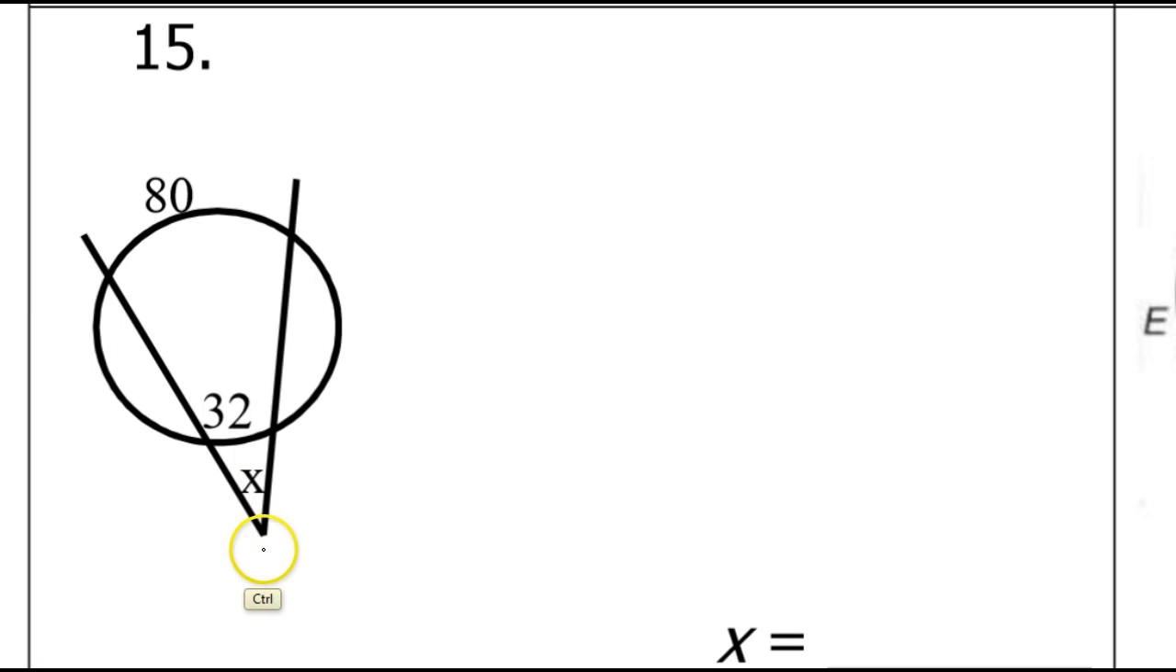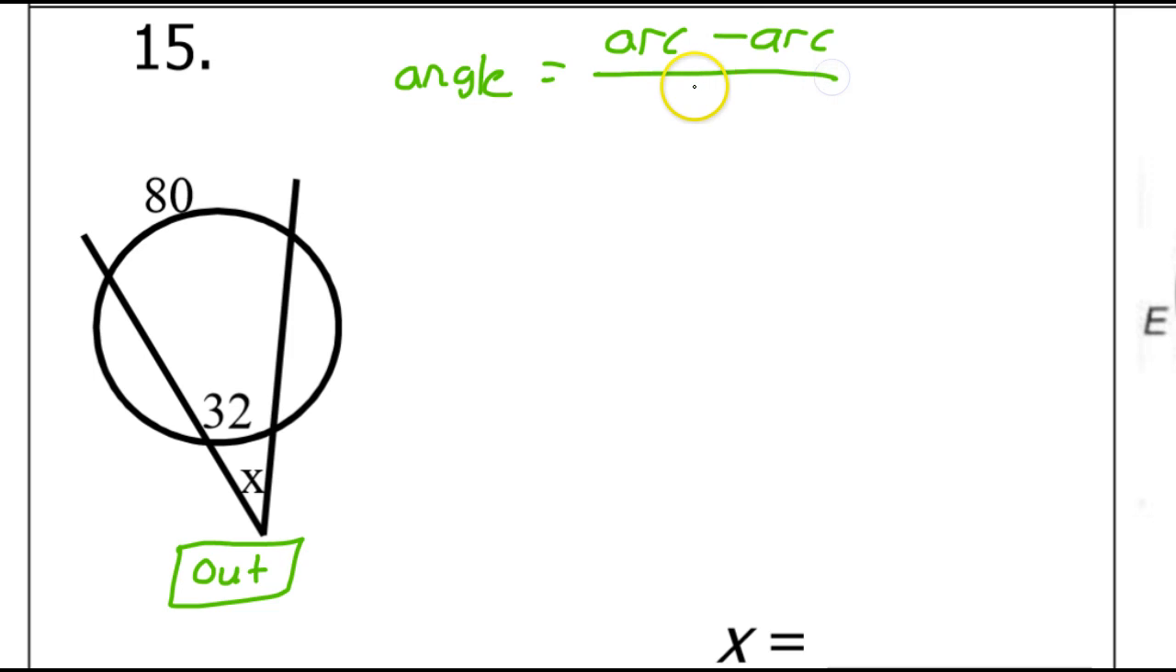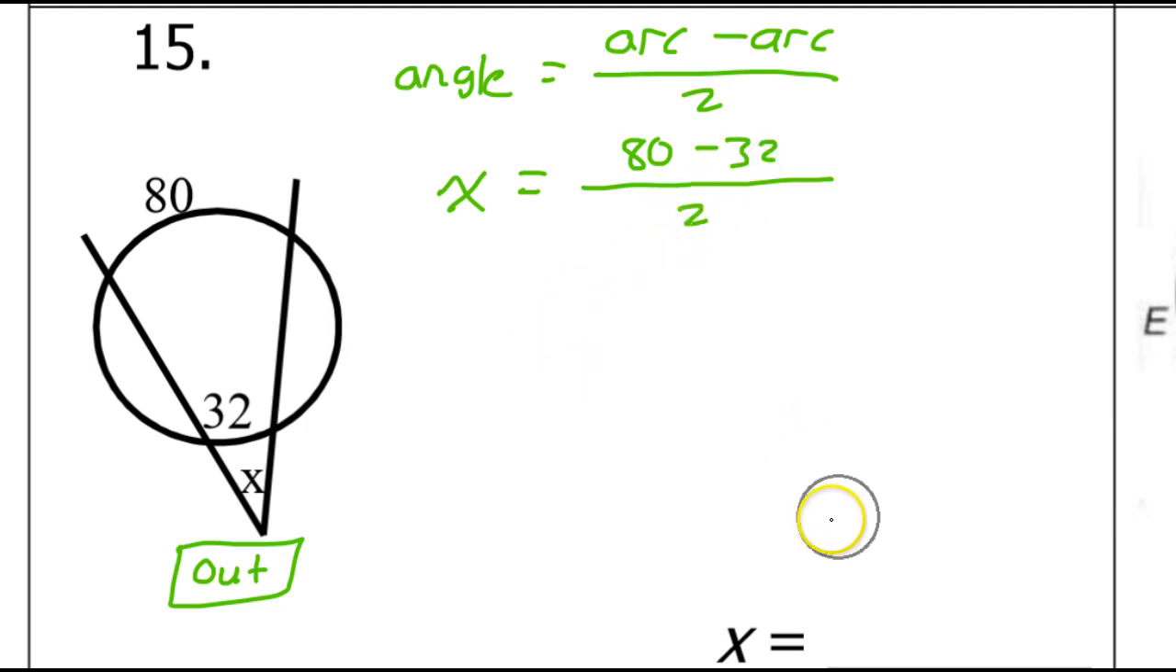So number 15, this angle is clearly outside the circle. So I'm going to put outside right there. When we're outside the circle, that's when we do angle is equal to arc minus arc divided by 2. The angle itself is what we're looking for, so I'm going to go ahead and say X is equal to. Now, be careful to make sure you do the big arc minus the small arc, so that would be 80 minus 32 divided by 2. Can someone just tell me the answer for number 15? Just straight up. 24. All right, does everybody agree with that? Anybody have any questions?